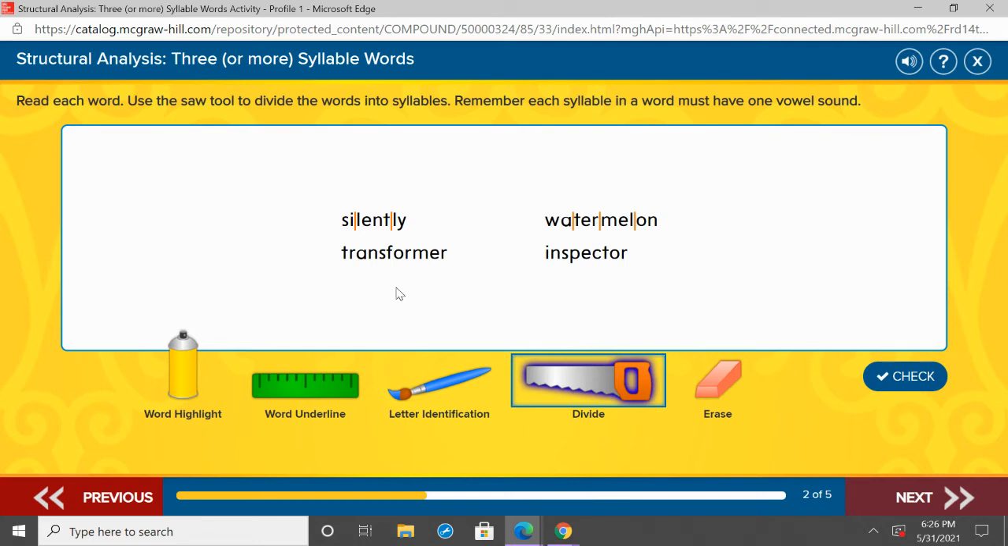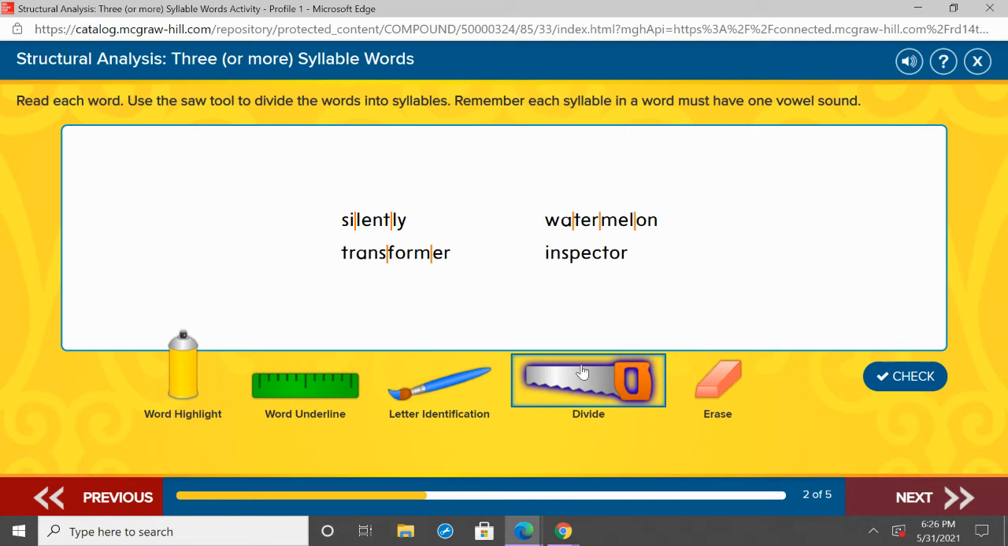So I want you to do the same thing. I want you to pause me and you figure out how many syllables first, and then to figure out where we would divide those syllables. Go ahead. All right, so transformer. So we know we have 3. Where do we divide it? Trans-for-mer. So we have vowel, vowel, vowel. Next we have inspector.